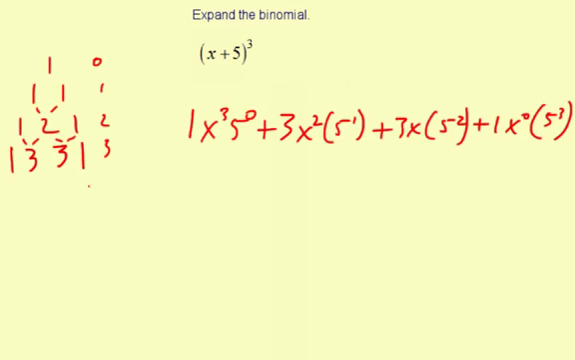So here's how it worked out. The coefficients 1, 3, 3, 1 come from Pascal's triangle. The first term on the left gets the highest power, which is 3, and then they count down. So x to the third, x squared, x to the 1, and then x to the 0. And then the last term, the 5, starts with a 0 power and then counts up. So 5 to the 0, 5 to the 1, 5 to the 2, 5 to the 3. So that's how you do the binomial expansion.